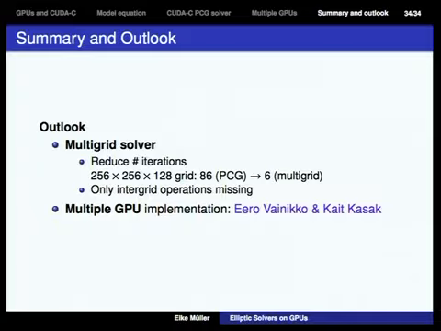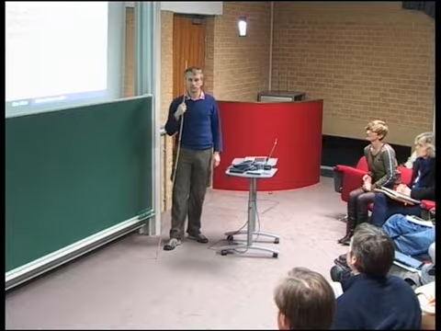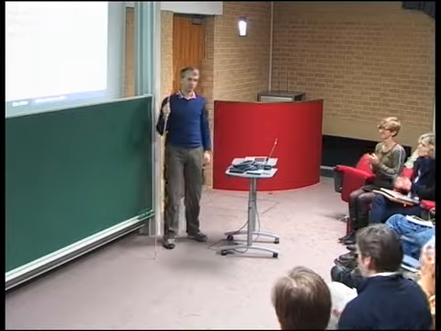And there isn't really much missing, so we only have to implement the intergrid operations. Okay, that might be a bit more complicated, but many of the ingredients are already there. For the multiple GPU stuff, we've got Eero Vainiko, who is a professor for computer science in Estonia. He's coming to Bath in spring, and his master student is also working on this multiple GPU stuff, so hopefully we make some progress there. Okay, thank you very much.